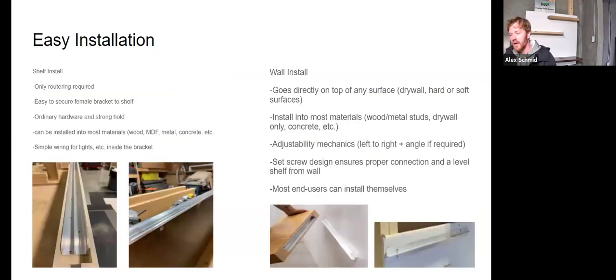Moving into easy install, we've got easier install both for the shelf and the wall side. Again, on the shelf side, only the routering is required. You don't need to drill deep holes or anything like that based on the design of it, right? It's easy to secure the female bracket to the shelf. It's just these ordinary screws, which I showed off before, right? The 1 1/4 inch. Can be installed into essentially any material, wood, MDF, as long as it's directionally appropriate. Metal, people have done concrete shelves.